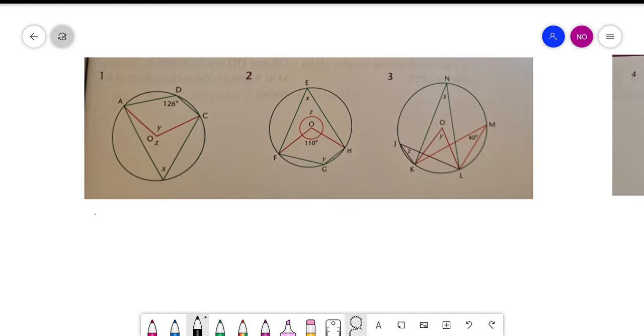So vir nommer 1 gaan ek begin met X. Okay, nou een van ons stellings sê vir ons dat die teenoorstaande hoeke van 'n koorde vierhoek is supplementêr. So if I say X is equal to 180 minus 126. Daai 2 moet saam vir my 180 grade gee. Then I've got 54 degrees and it's opposite angles of cyclic quad. Teenoorstaande hoeke van 'n koorde vierhoek.